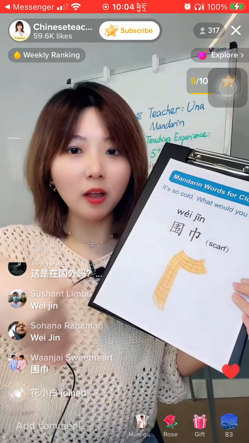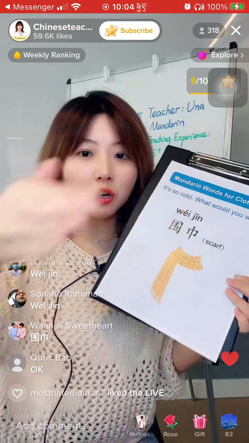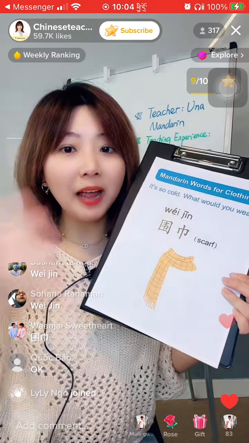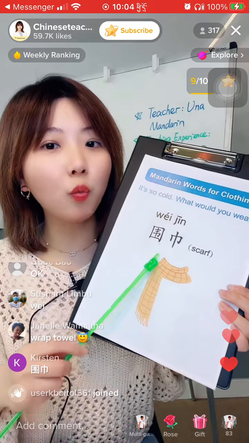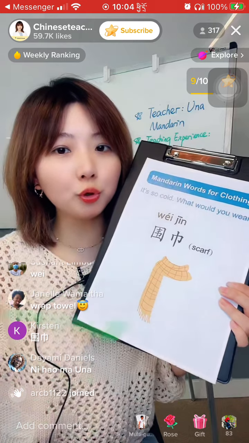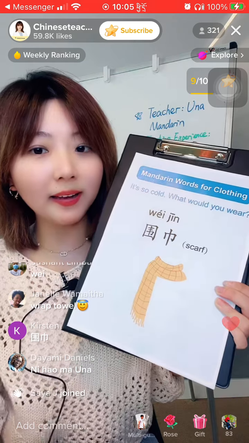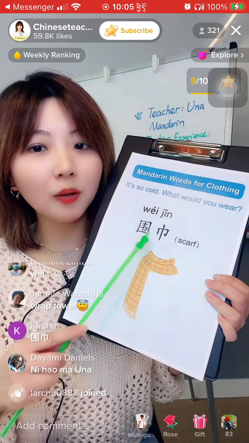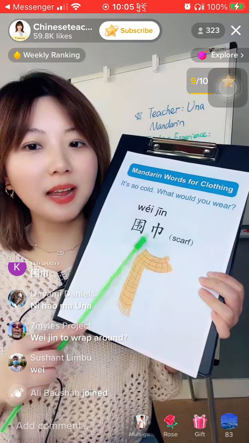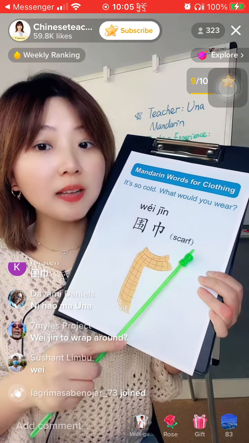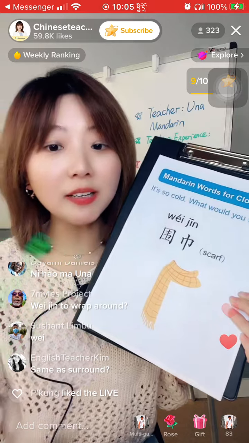围, or wrap something. For example, we have, let's say, the enemy and lots of soldiers make a circle and have the enemy inside. So we can say 围, it's a verb. 围住, 圈住, 围. So you want to put the scarf around your neck, we say 围, it's a verb. 巾 is like towel. But put them together, it's called scarf. Something you put around your neck. 围巾.